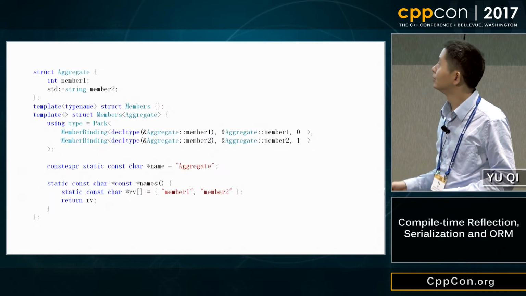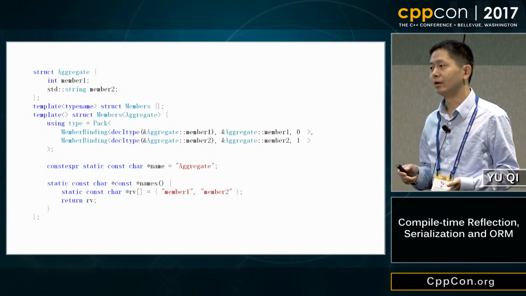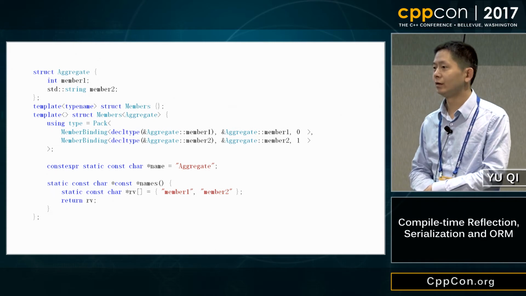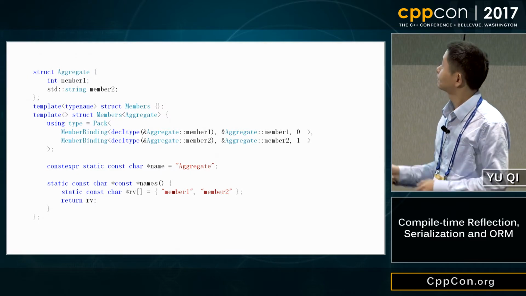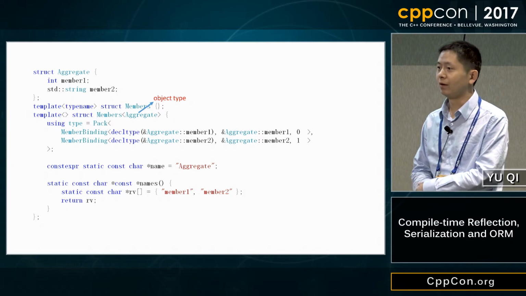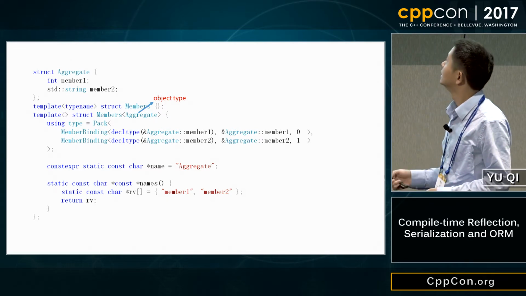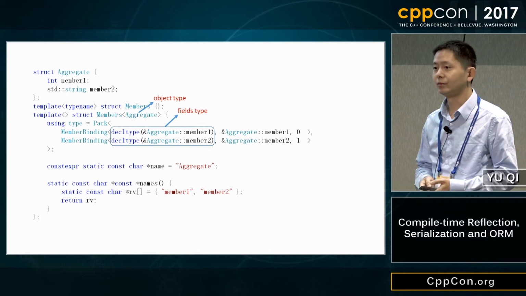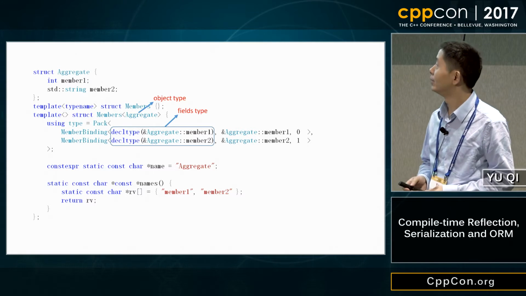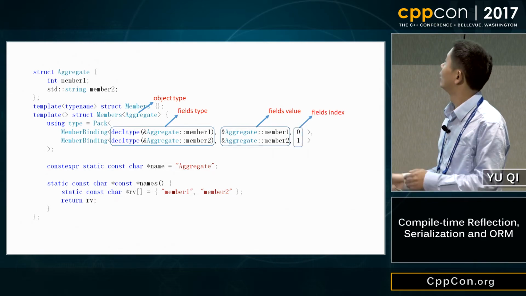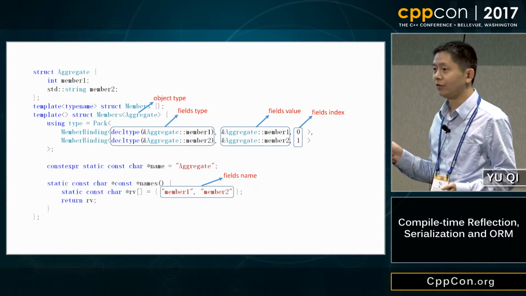Now let's look at how to define the metadata of an object. There is an object aggregate. There are two elements, and the first field is an integer, and the second field is a string. Now, we specialize the template class and pass the reflected object type. Then we put the field's type into the member binding. Next, the field's value and field's sequence. You can also define the field's names in an array.